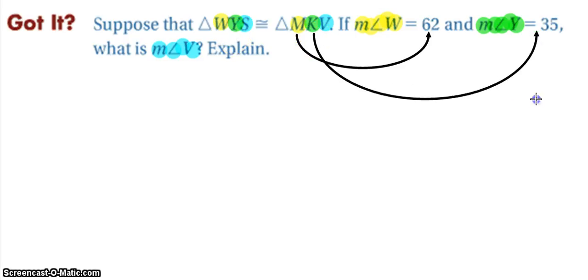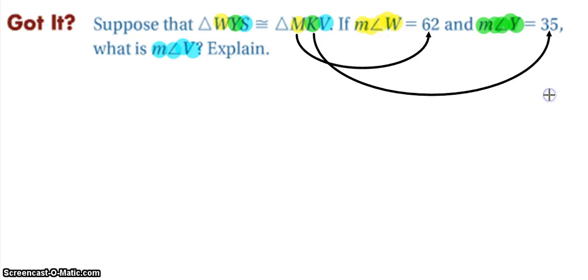If I know that W is 62, that's my first angle, so it would also tell me that M is 62. So another thing that I can say based off that is M must also be 62. If I know that Y is 35, well that's my green here color coded, or my second, so that also would tell me that K would then also be 35.